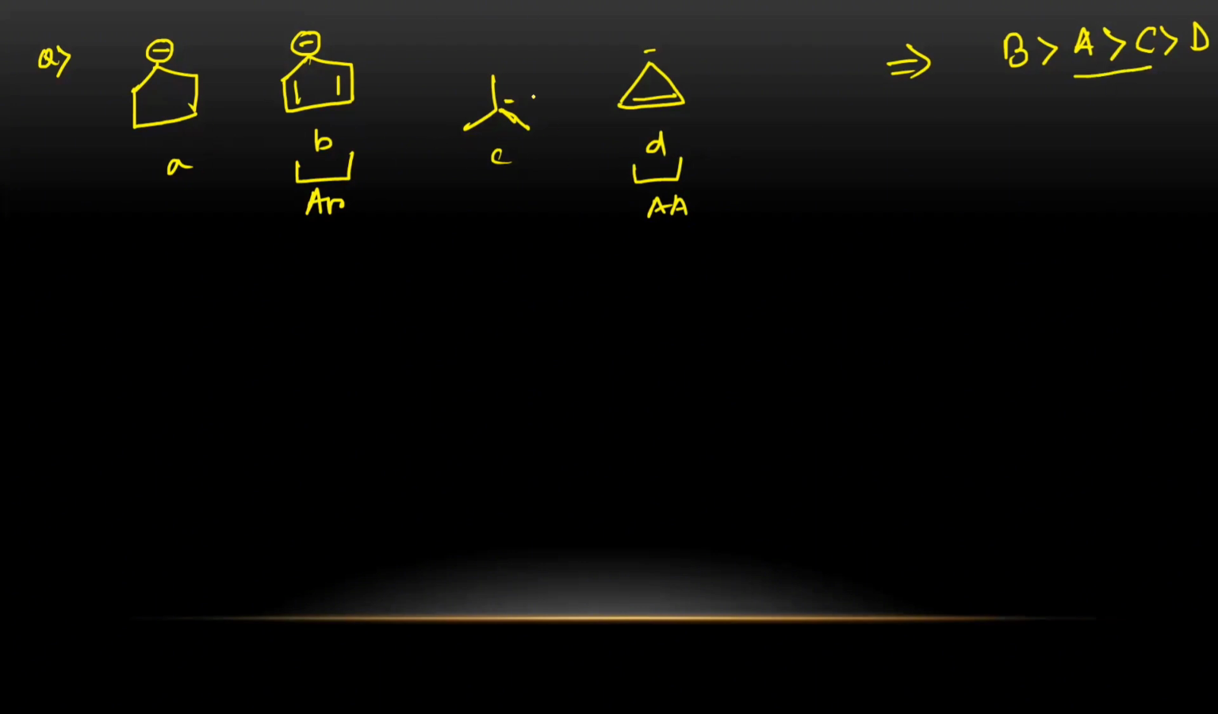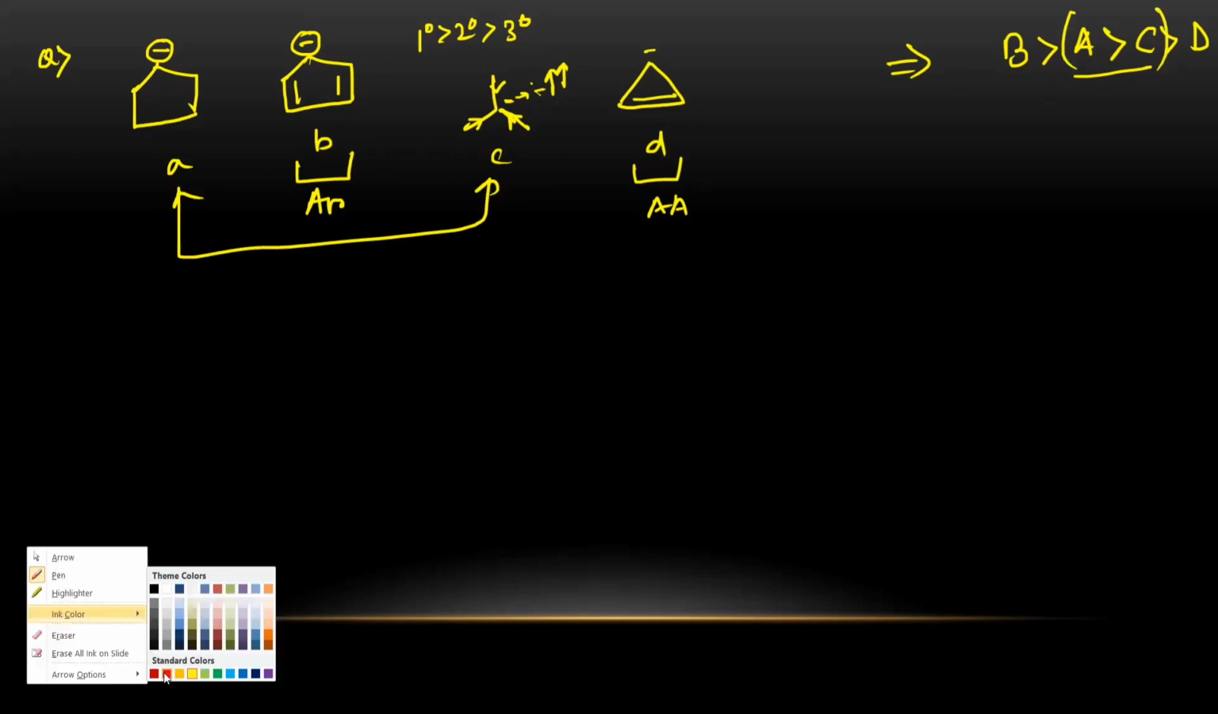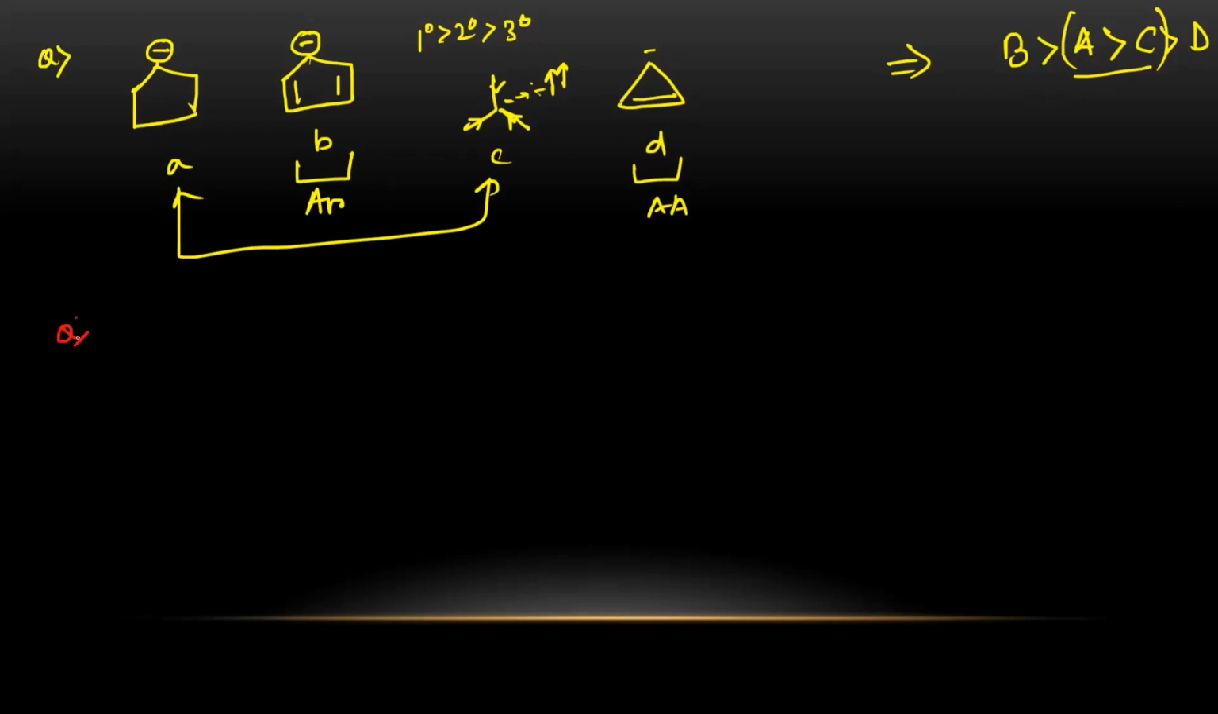We know the stability order of 1 degree, 2 degree, 3 degree anions is the opposite order of carbocations, right? 1 degree is greater than 2 degree, greater than 3 degree. Why is it so? Because the methyl groups push electrons, and this pushing of electrons generates more negative charge, so it will be least stable. So among A and C, C will be less stable, A will be more stable. It was an easy question, right? Next question.